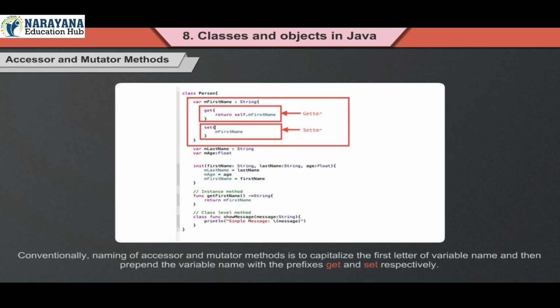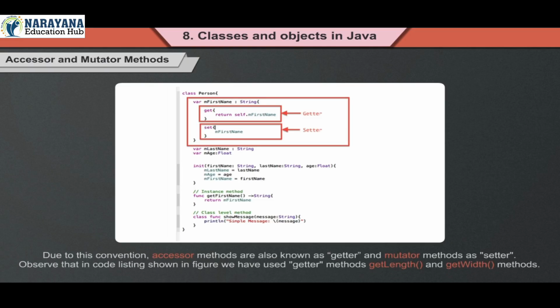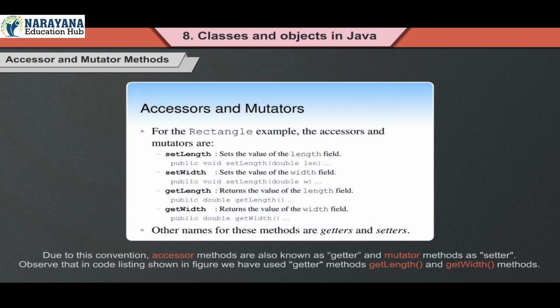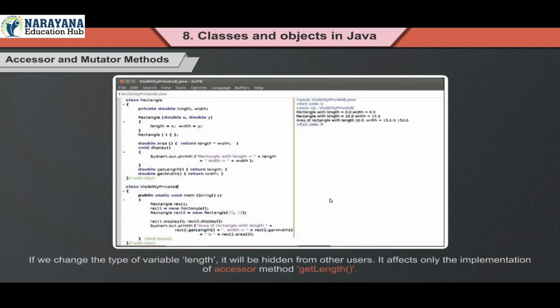Conventionally, naming of accessor and mutator methods is to capitalize the first letter of the variable name and then prepend the variable name with the prefixes get and set respectively. Due to this convention, accessor methods are also known as getters and mutator methods as setters. Observe that in the code listing shown in the figure, we have used getter methods getLength and getWidth. If we change the type of variable length, it will be hidden from other users. It affects only the implementation of the accessor method getLength.